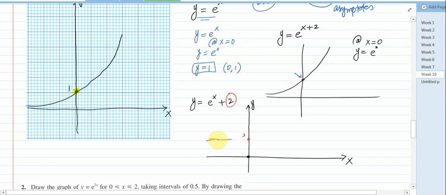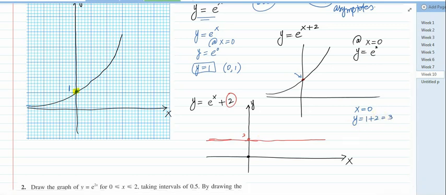There is a reason that I am drawing this line with a red pen: I need your attention on this line. So when x is 0, you will get y equals e to the power 0, which is 1. So y equals 1 plus 2, which equals 3. You got one point, (0, 3). That means when x is 0, y is 3, and this is your point.